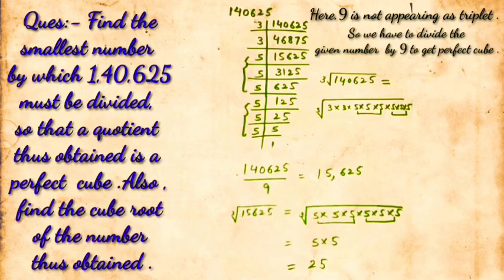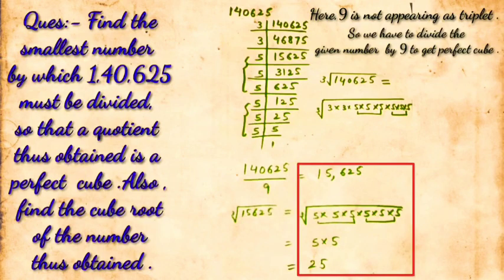So let's divide it and find out which is the perfect cube. After dividing you will get 15,625, which is a perfect cube. So the cube root of 15,625 will be 5 multiply 5, it will be 25. So also find the cube root of the given number thus obtained. The obtained number was 15,625 and the cube root of this number is 25.